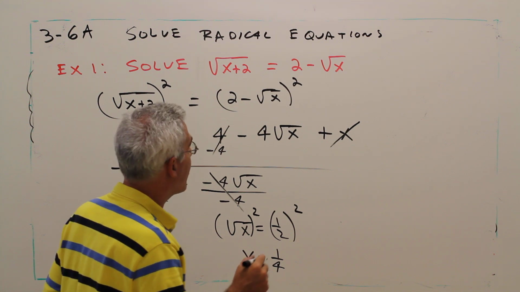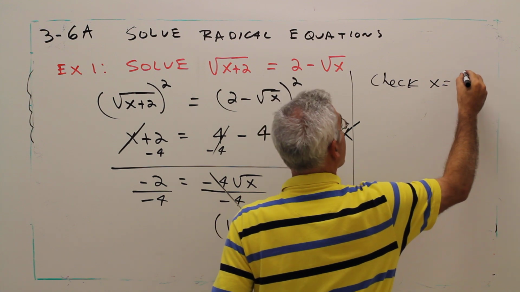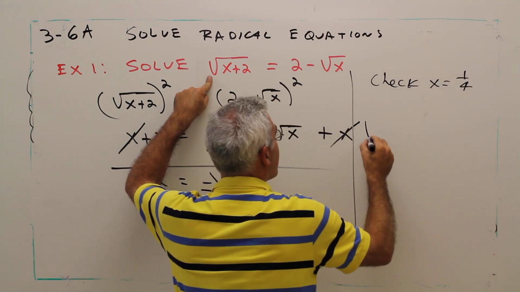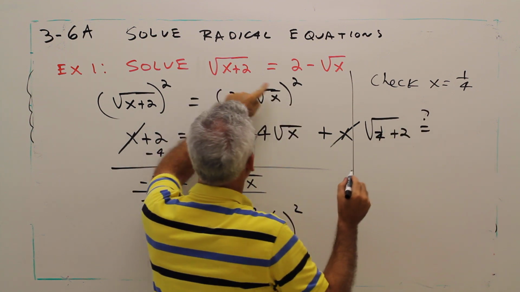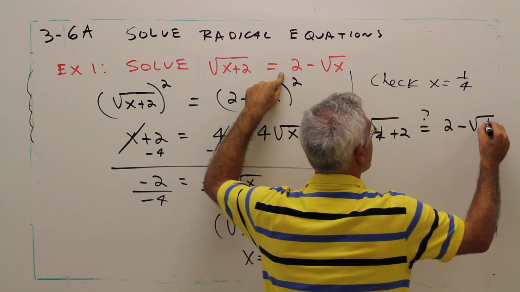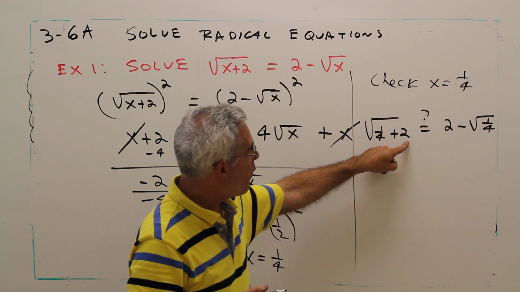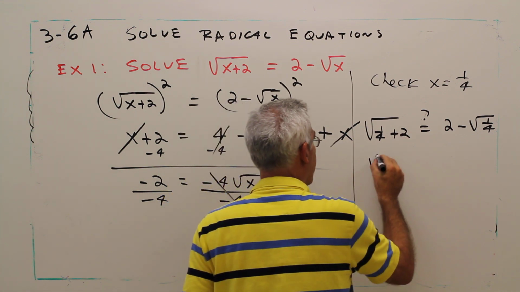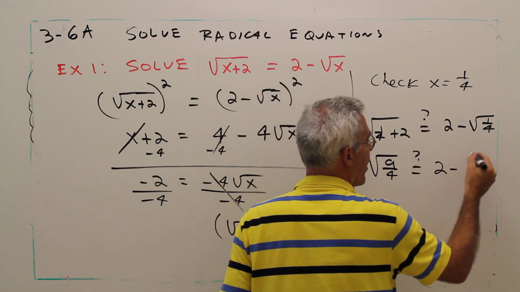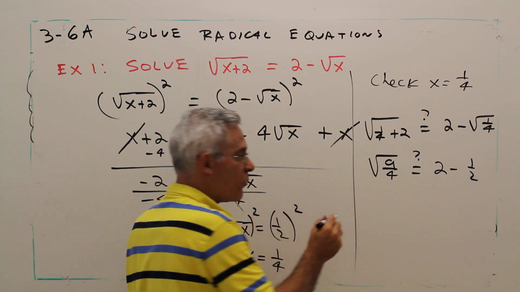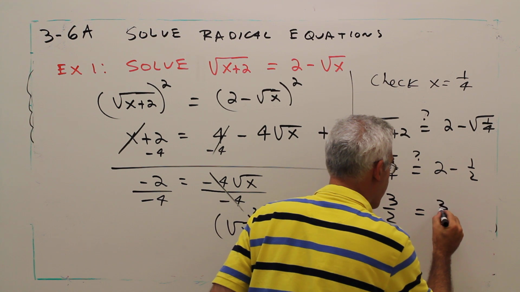So I'll show my check over here. So check x equals 1/4. Is the square root of 1/4 plus 2, is that equal to 2 minus the square root of 1/4? All right, so this is 4/4, add 1/4. That's the square root of 9/4. Is that equal to 2 minus 1/2? This is 3/2. 4/2 minus 1/2, that's 3/2.